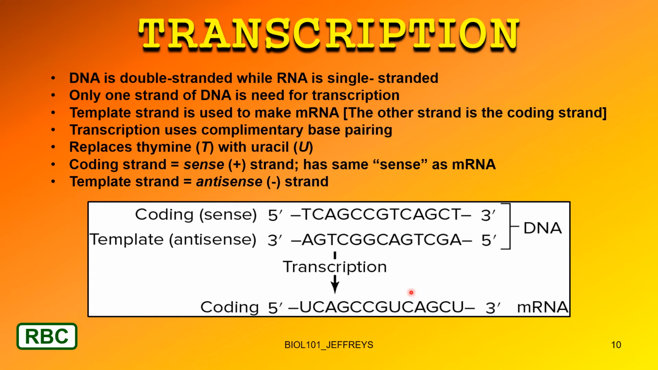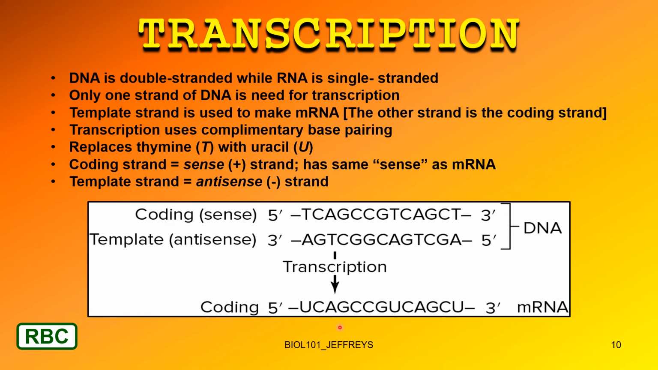G pairs with C, T pairs with A. Okay, see how that works? So what happens is, all right, this is your message, the messenger RNA. You know it's RNA because it has U in it. This strand, 5' to 3', is the same as this strand, 5' to 3', except wherever you see a T, you replace it with a U.